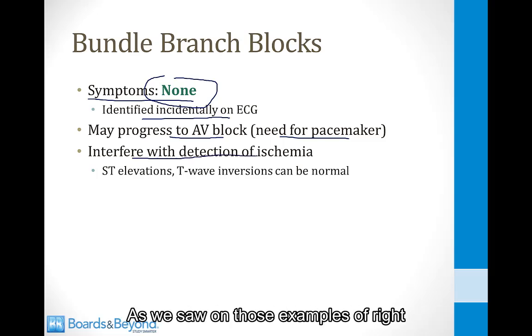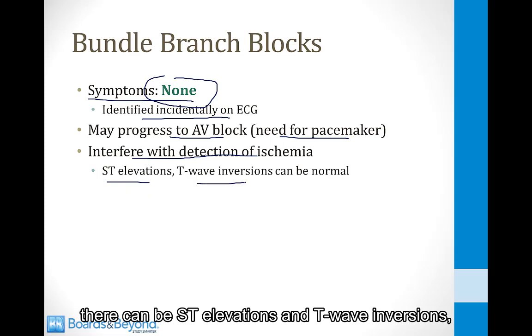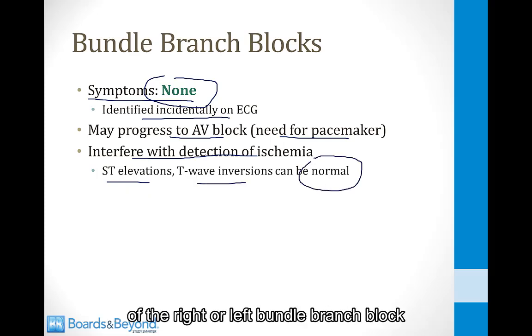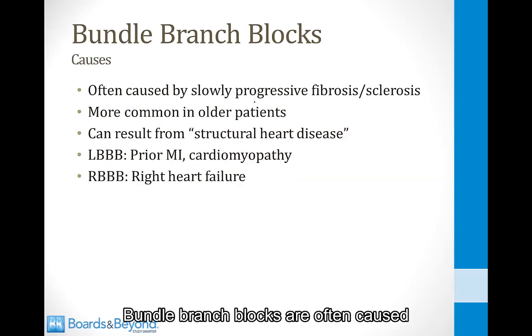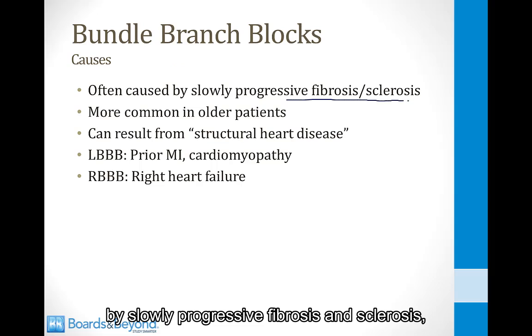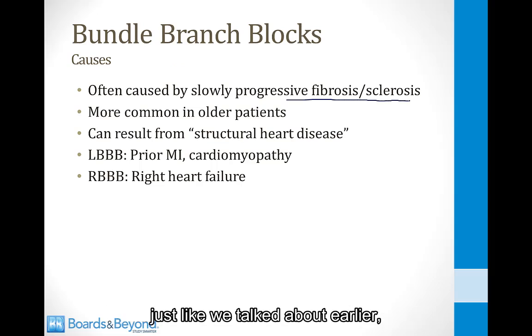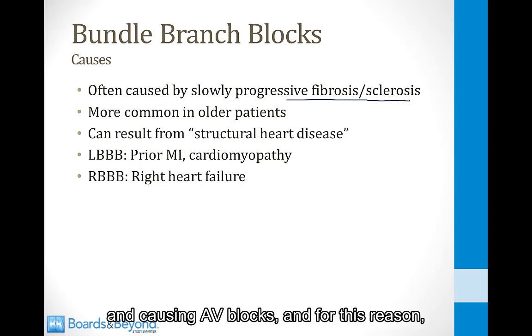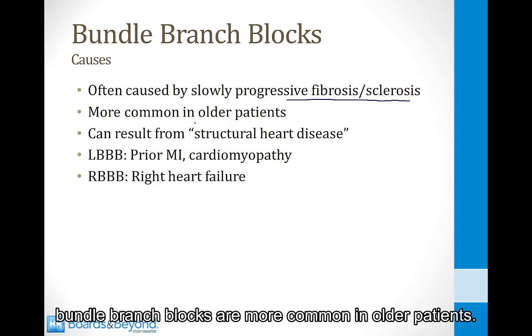As we saw on those examples of right and left bundle branch blocks, there can be ST elevations and T wave inversions, which are all a normal part of the right or left bundle branch block and not a sign of ischemia. Bundle branch blocks are often caused by slowly progressive fibrosis and sclerosis, just like we talked about earlier, leading to His-Purkinje system disease and causing AV blocks. And for this reason, bundle branch blocks are more common in older patients.